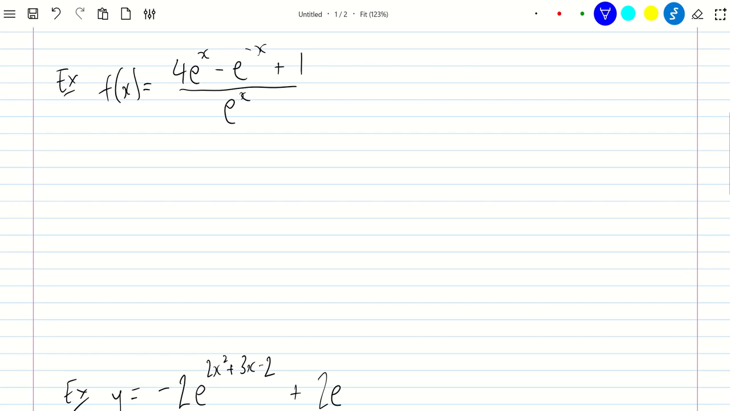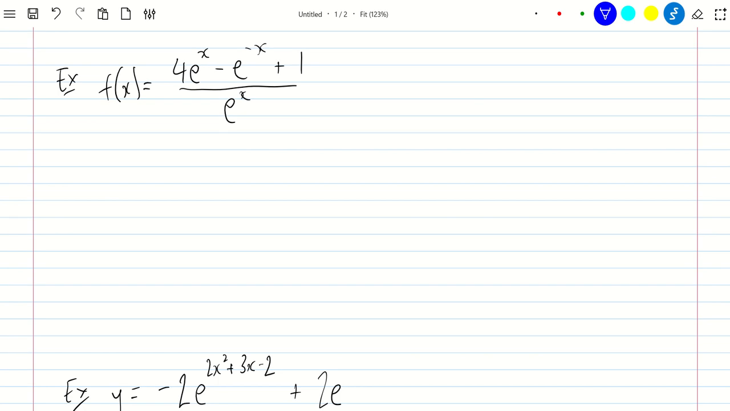If you've got something that looks like this, we'll be looking at a quotient rule to be able to deal with things like this. But for now, what we're just going to do is just divide through by e to the x. Okay, so before I find the derivative, I'm just going to divide through. So it's going to be 4e to the x over e to the x, just dividing everything by e to the x, minus e to the -x over e to the x, plus 1 over e to the x.